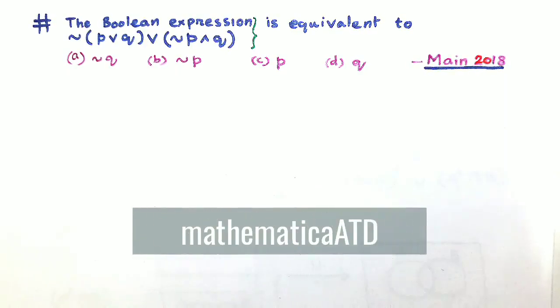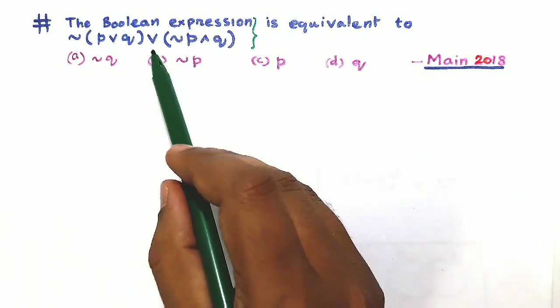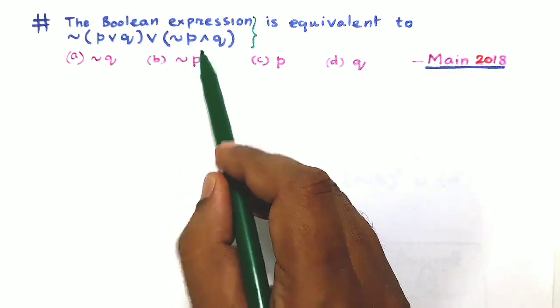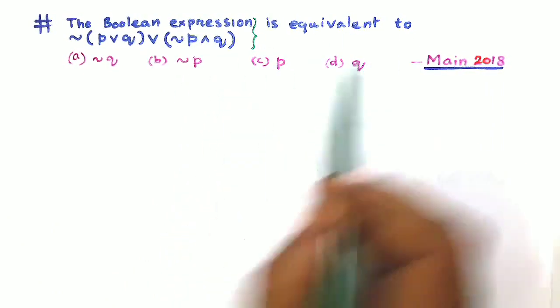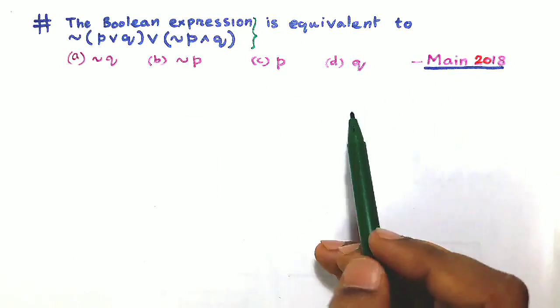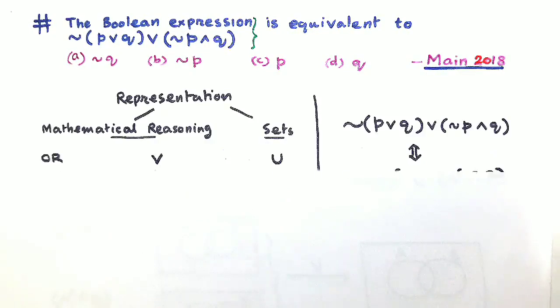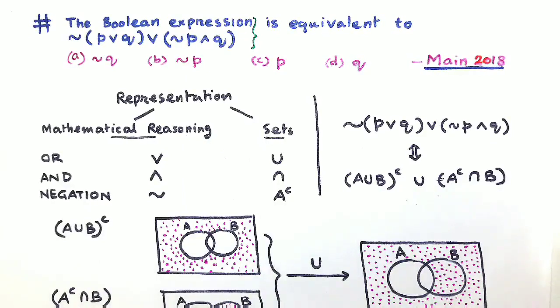Friends, our first problem is: the Boolean expression negation of (P or Q) or (negation of P and Q) is equivalent to which of these options. This is taken from Mains 2018, and if you follow the traditional way it will take some time, but we shall now solve this one in another way, just converting the concept into set theory, and the solution will be very simple. Just keep a look here.